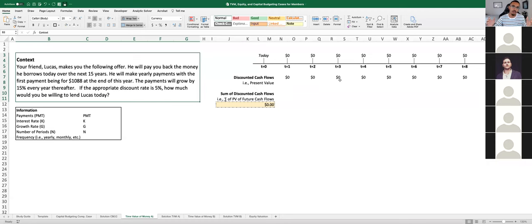Okay, so this question, TVM, time value of money, is something that you could see on your exam. And what we're gonna do first is we're gonna read it together.